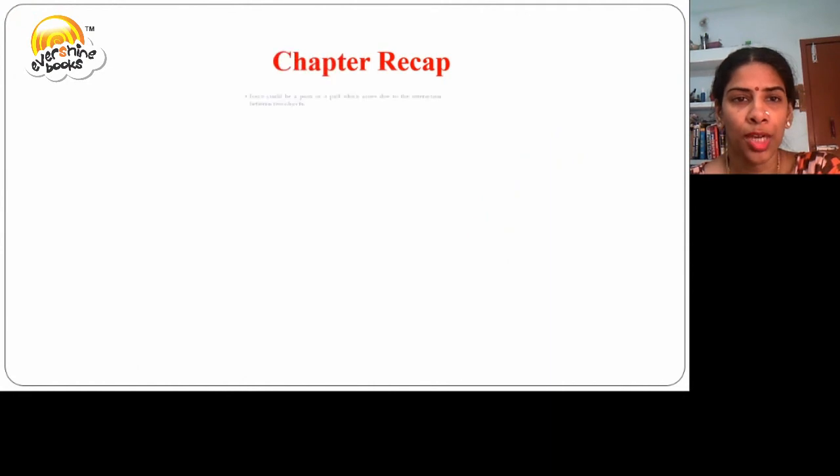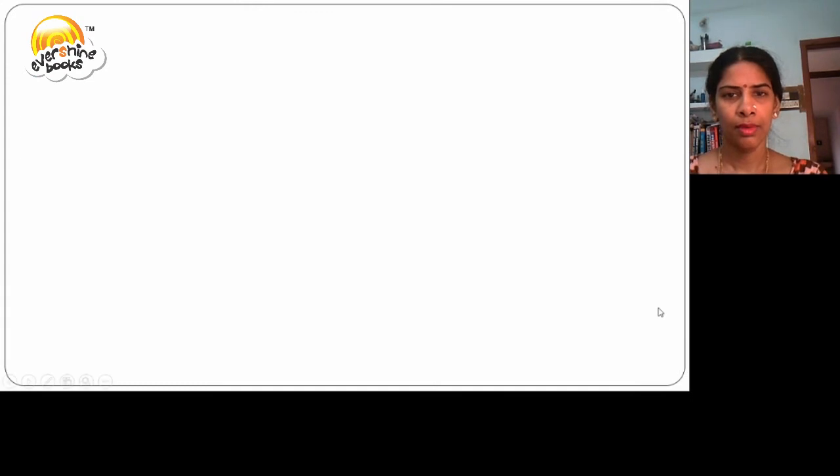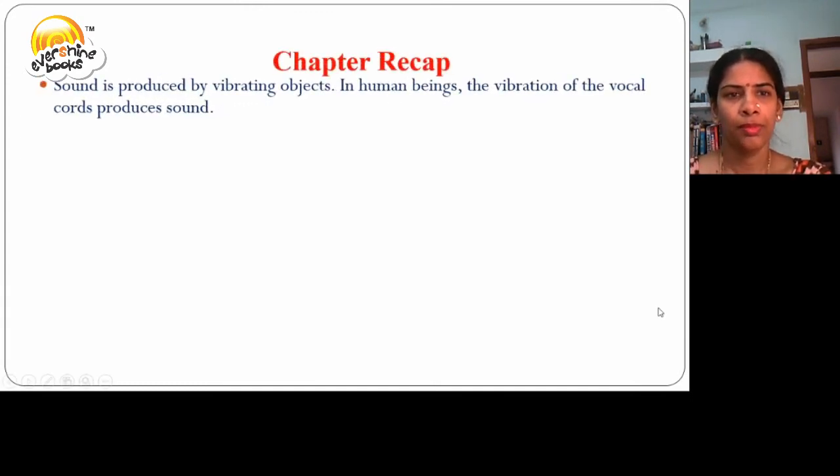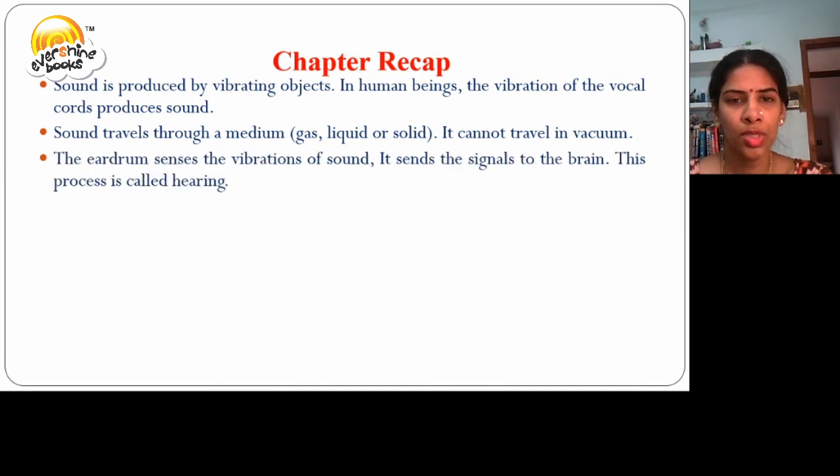Let us have a chapter recap. Sound is produced by vibrating objects. In human beings, the vibration of the vocal cords produces sound. Sound travels through a medium, gas, liquid, or solid, but it cannot travel in vacuum. The eardrum senses the vibration of sound and sends the signals to the brain. This process is called hearing.